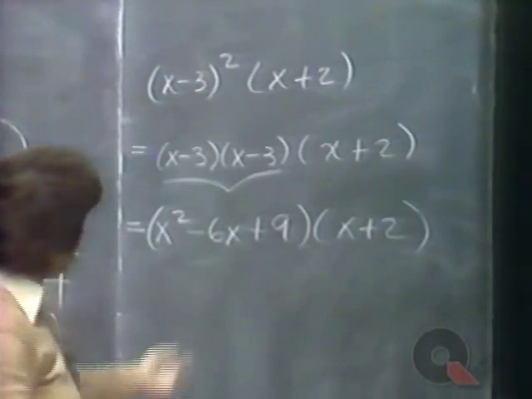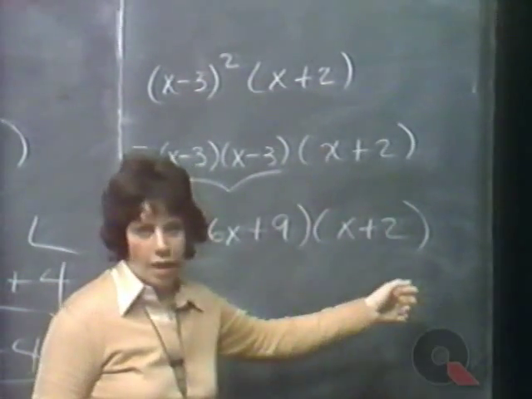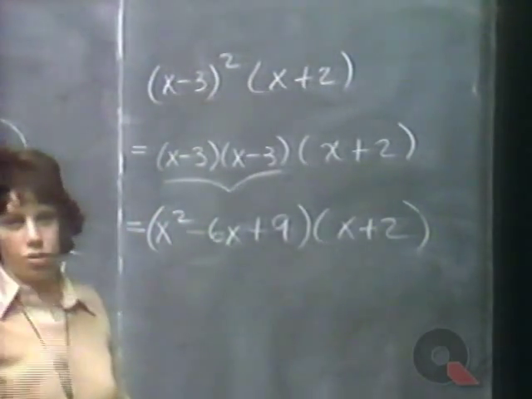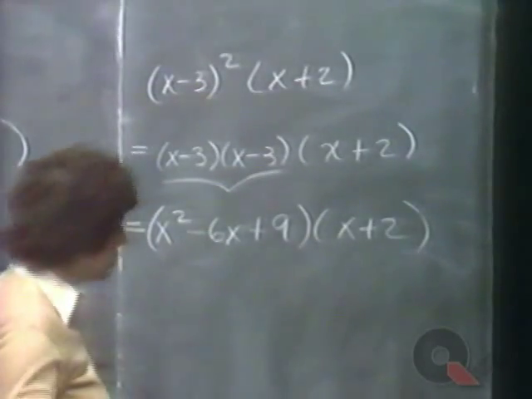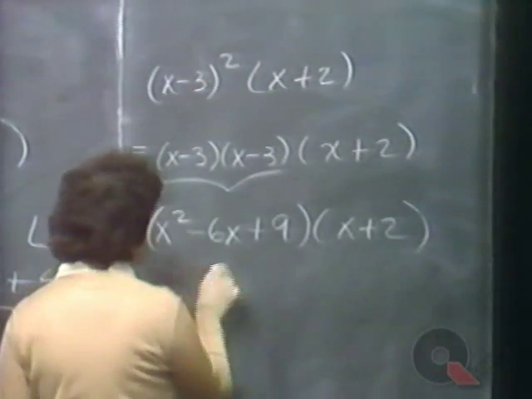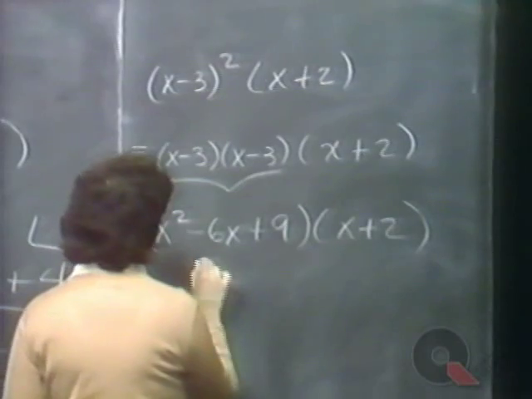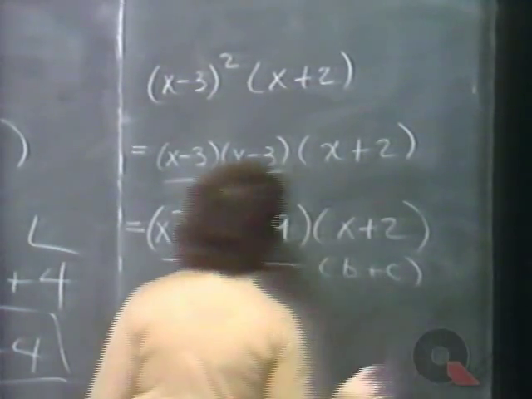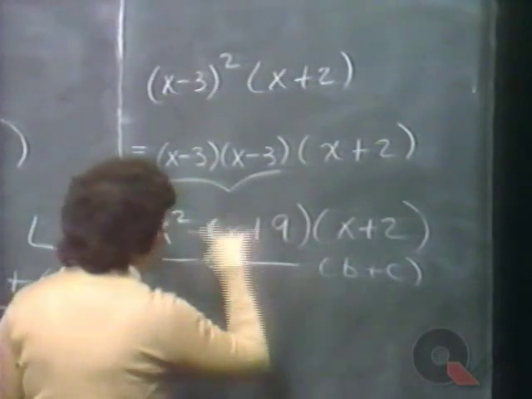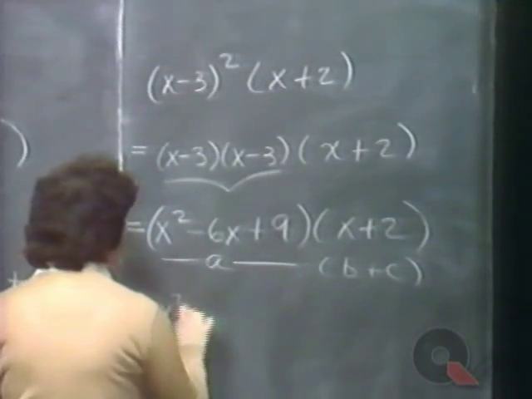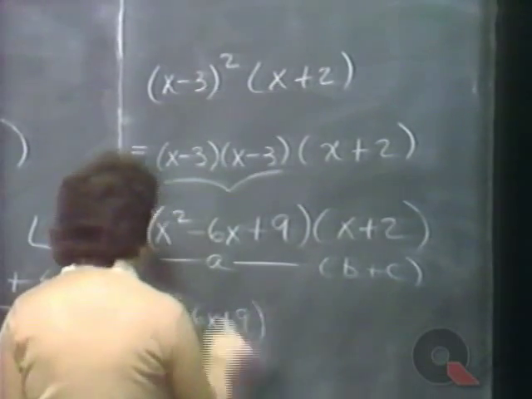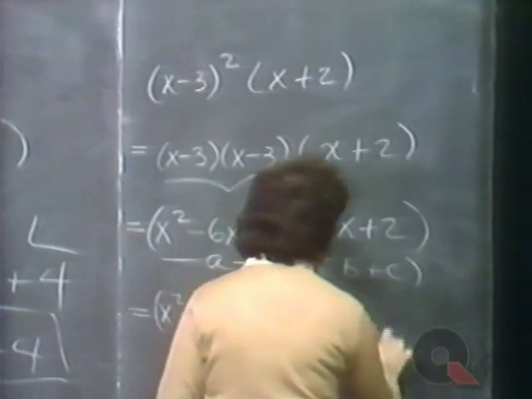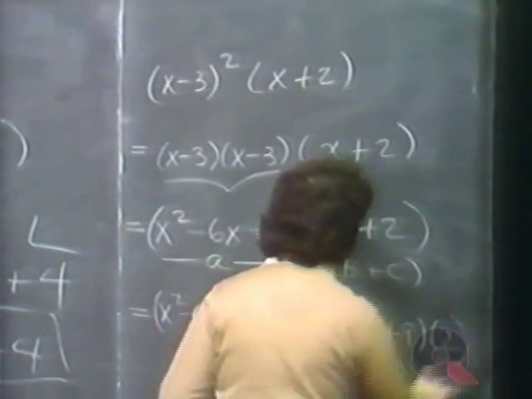Now since here we want to multiply a trinomial by a binomial, we can't use FOIL anymore. We have to use either the horizontal or vertical treatment for the multiplication. If we use the horizontal treatment, we think of this whole thing, say, as a, and we want to multiply it by b plus c. So we're going to get ab plus ac. That is x squared minus 6x plus 9 times x, plus x squared minus 6x plus 9 times 2.